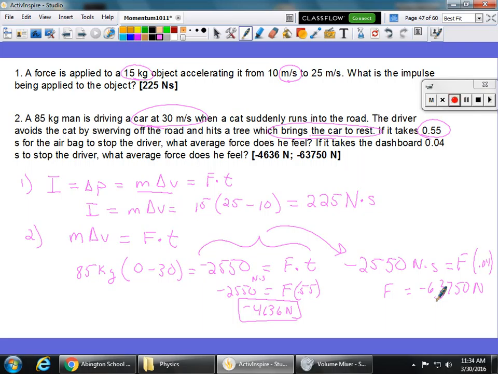And this is the whole idea of impulse and momentum. If we're trying to have some kind of safety device like an airbag, if we increase the time to stop, in this case, we're going from 0.04 just hitting the tree to 0.55 hitting the tree using an airbag, the force is much smaller, even though we have the same impulse. We have 2550. If we're increasing the time, we're decreasing the force necessary to stop.